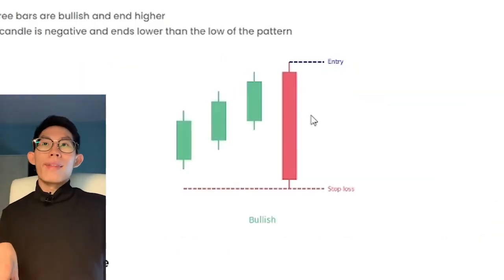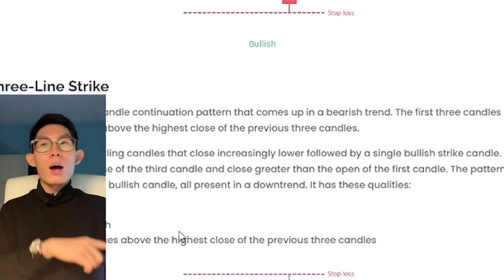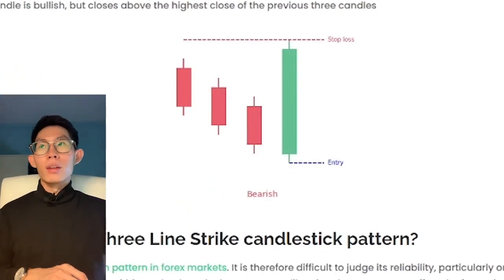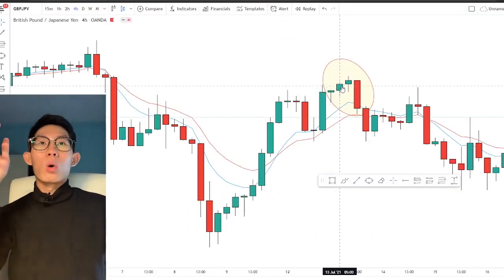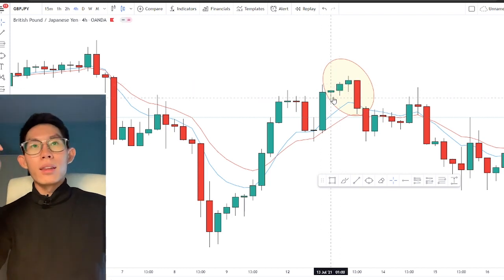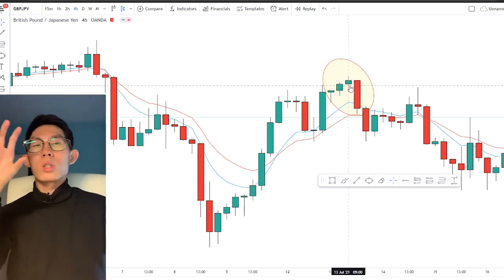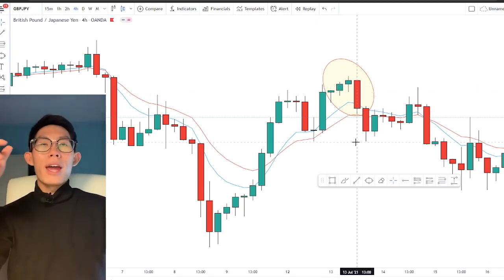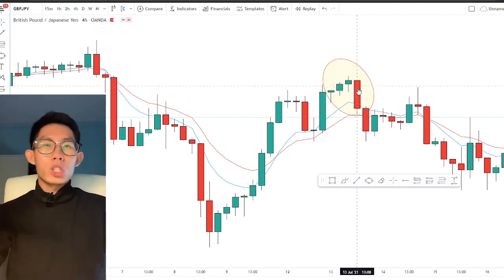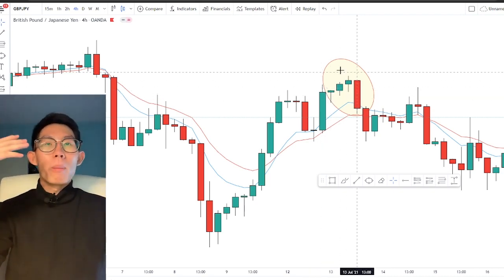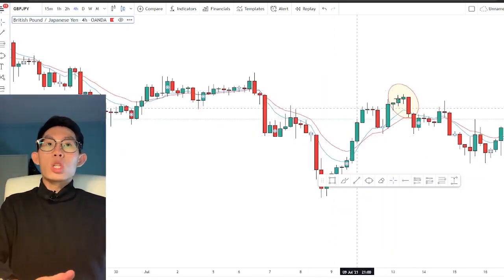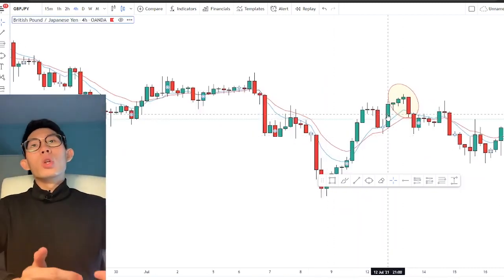So in a downtrend, you should be looking for this 3-line strike candlestick pattern. And in an uptrend, you should be looking for this 3-line strike candlestick pattern. So once again, the second candlestick closes higher than the previous candle, and the third candlestick closes higher than the previous candle, and then it's followed by a huge bearish engulfing candlestick, which pretty much wipes out all the buyers, and now the sellers have taken over. So this shows us that price might continue to go down.